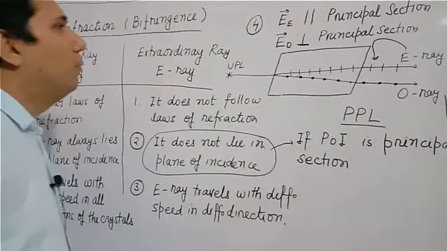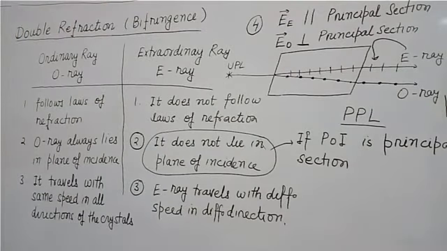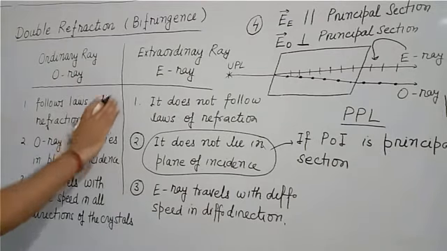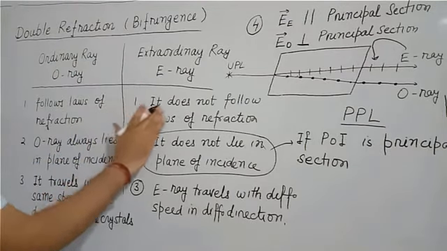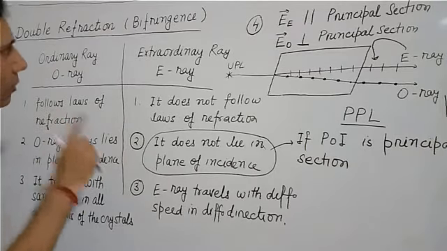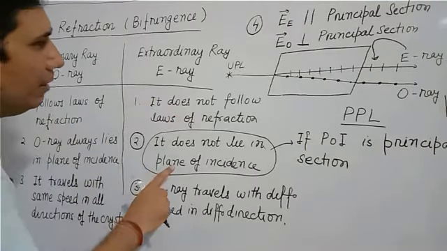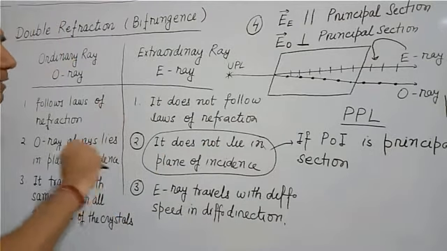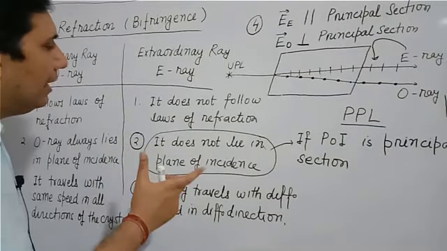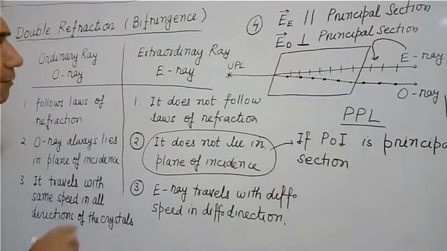So these are four important points of difference between O ray and E ray. So O ray follows laws of refraction, while extraordinary ray doesn't follow laws of refraction. While ordinary ray always lies in the plane of incidence, this is not the case with E ray. However, there is one exception when the plane of incidence and principal section coincide. In that case, this E ray will travel in the plane of incidence itself.